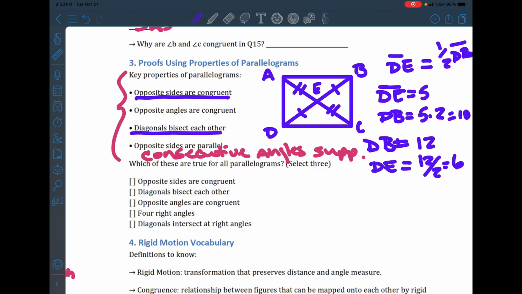All right, which of these are true for all parallelograms? Well, opposite sides are congruent, diagonals bisect each other, opposite angles are congruent. For right angles, no, that's only for rectangles. Diagonals intersect at right angles, no, that is only for rhombuses. But you may need those, so you may want to remember those. All right.